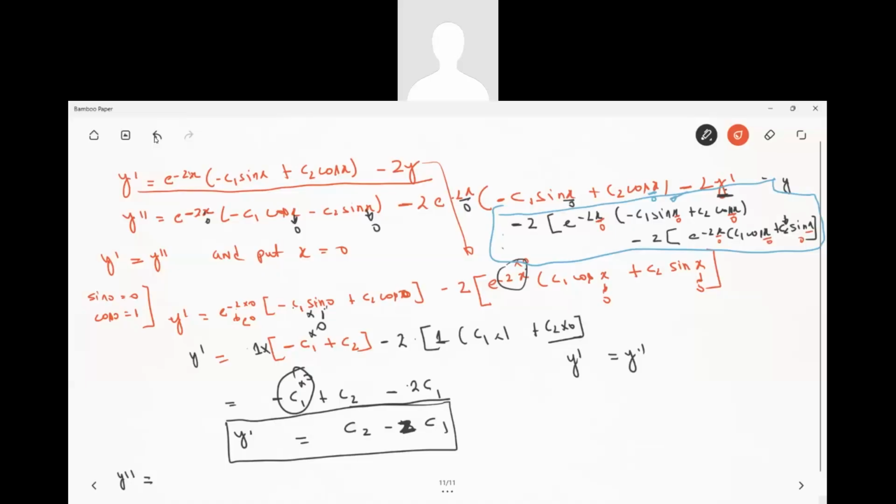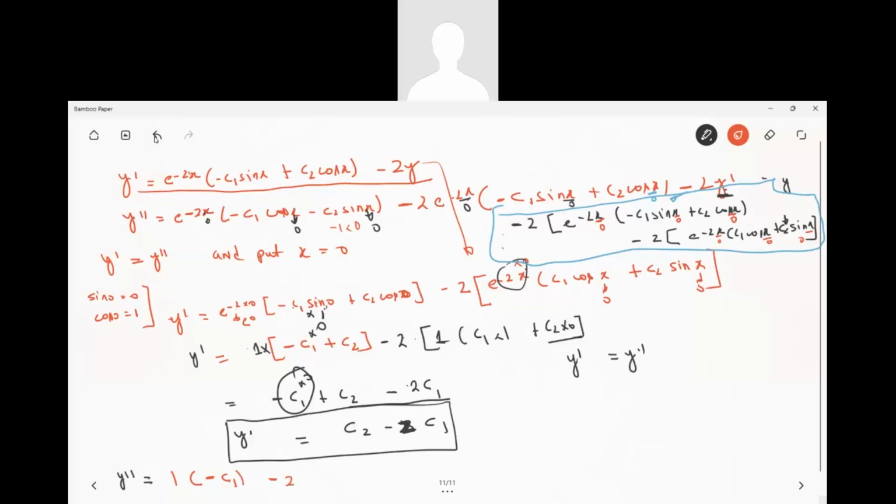Now you just see y double dash, this is 0, right? So it becomes 1, e to the power 0, right? Then C1 will exist because cos 0 is 1. So minus C1, right? This C2 will vanish because sine 0 is 0. So minus 1 into 0, 0. So no need to write that. So the first thing you got is minus C1, then minus 2, right?